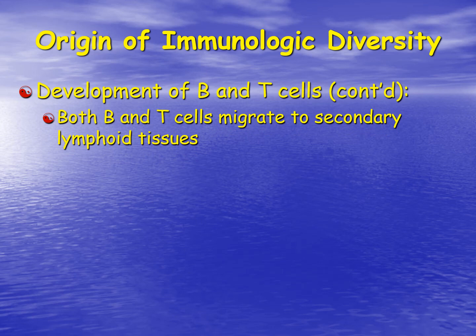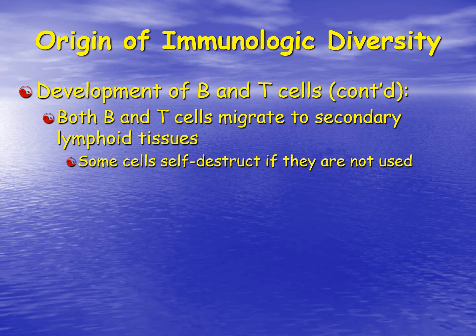So once sensitized, both B and T cells migrate to secondary lymphoid tissues. Some of these cells, once clonal expansion begins, actually self-destruct if they are not used. The reason for this is they could then potentially start to attack self cells if they are not self-destructed. By the time B and T lymphocytes reach the lymphoid tissues, each one is equipped to respond to a single unique antigen, but they are not yet activated until an antigen is actually presented. So they are basically primed in the bone marrow and thymus in order to receive an antigen, but they are not yet activated.